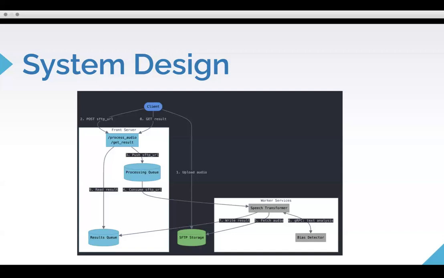And actually, the front server consists of 2 threads. The first thread runs the Flask server, and the other thread is constantly watching the results queue, and whenever a new result is published, it will read it from the queue and store it in a global data structure. So when the client sends a request to query the result for a specific audio file, the front server will read the result from that global data structure and send the result back to the client.